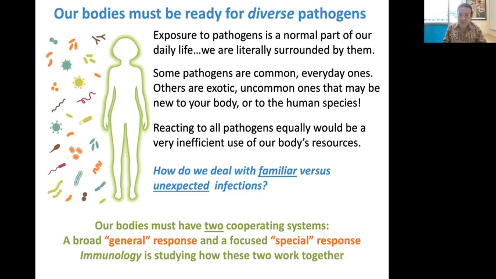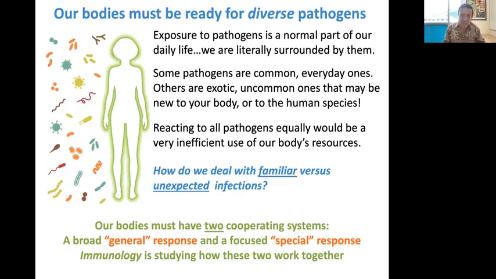In order for our immune system to protect us, our bodies must be ready for diverse pathogens that we are exposed to. And remember that every single day of your life, we are surrounded by pathogens everywhere, in the air, on the surfaces that we touch. Some pathogens are common everyday ones that ever since you were born, you've been exposed to. So your entire life, you're used to dealing with certain types of things, like specific types of bacteria or even certain types of viruses. Other pathogens are more exotic, for lack of a better word.